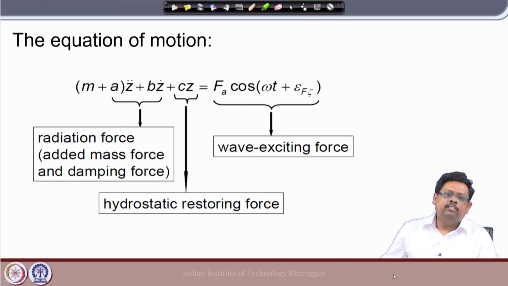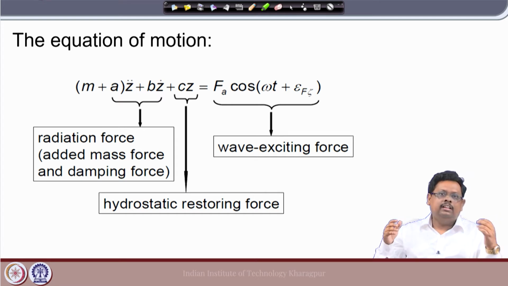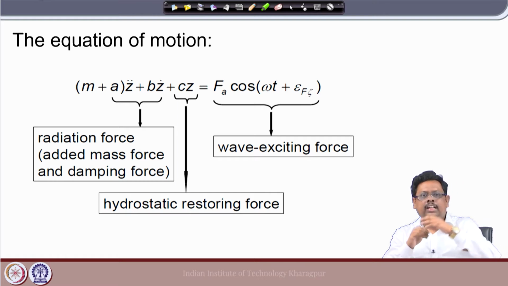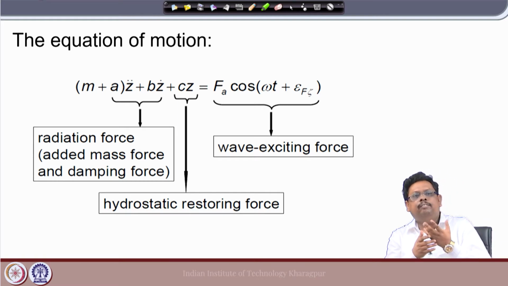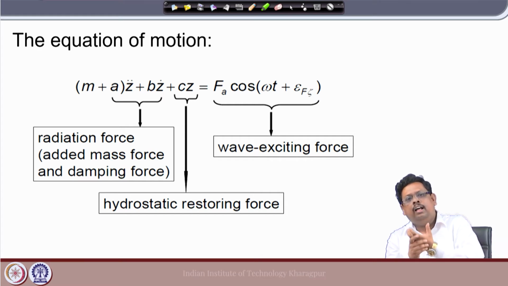Now, you know very well this is the equation of motion, right? Here the first term is (m plus a) z double dot, which is the inertial part, then you have b z dot, the radiation part, and then C z is the hydrostatic restoring part. On the right hand side, under the assumption of linearity, we can assume a harmonic motion, and F is the amplitude of the harmonic force.